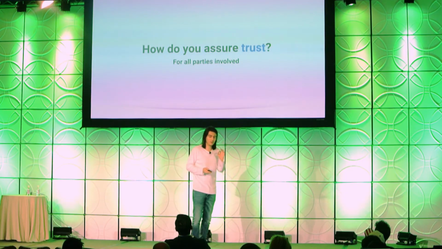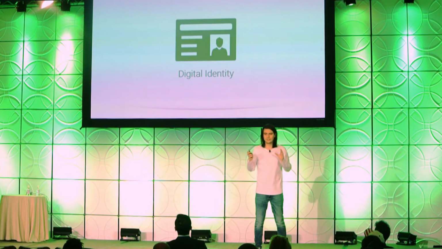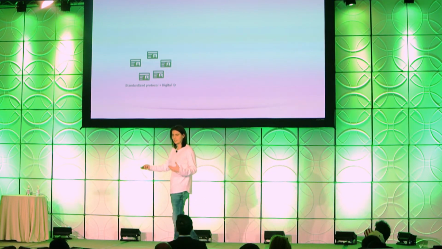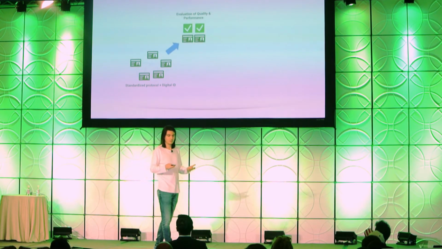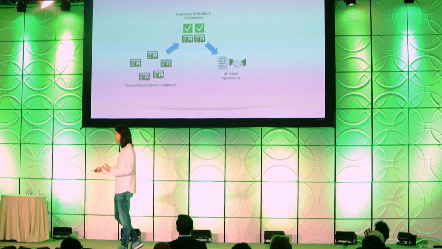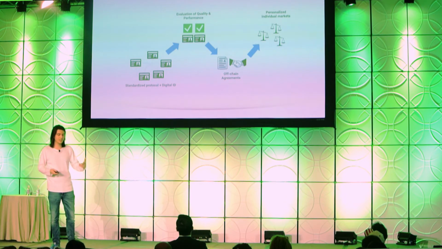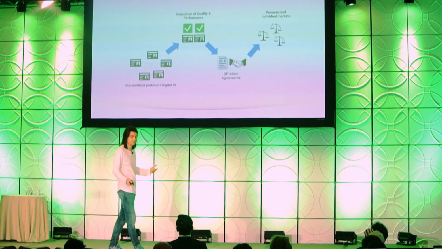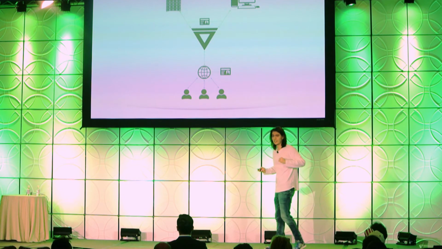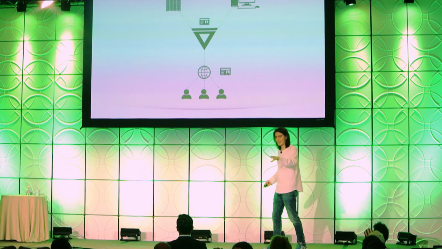So how do you assure trust for all parties involved? VDT network uses digital identity to solve this issue. And this is how it would look. VDT network offers a standardized protocol and digital ID. Two parties, render nodes, applications, or render node providers and applications can verify each other's quality and performance. Based on that, they can make off-chain agreements. And then VDT network generates personalized individual markets for those parties. So this is what VDT network looks like. And this is what it looks like with digital identity. So you have render nodes, render node providers connected with a digital identity, and you have applications connected with a digital identity.